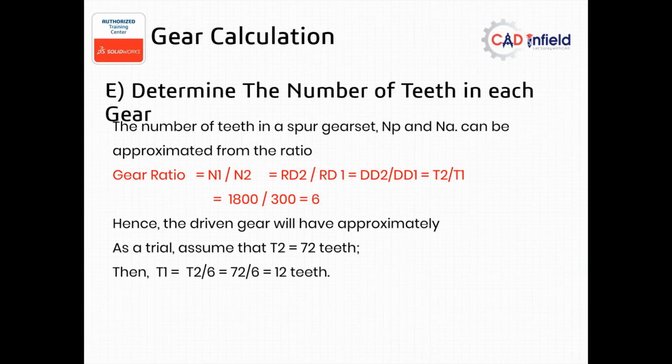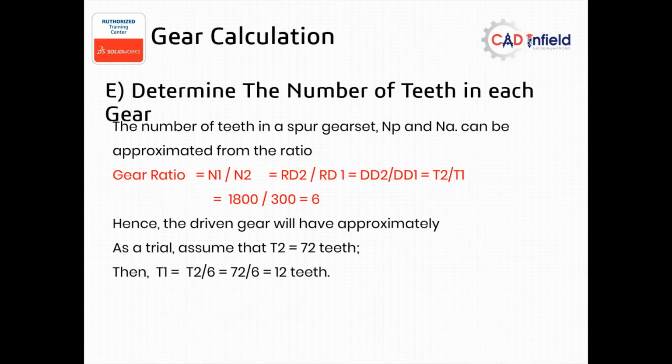So here, with the help of this, we have already a speed ratio of 6. From this, I have calculated T1 is equal to T2 by 6. We know that T2 is 72, already calculated.